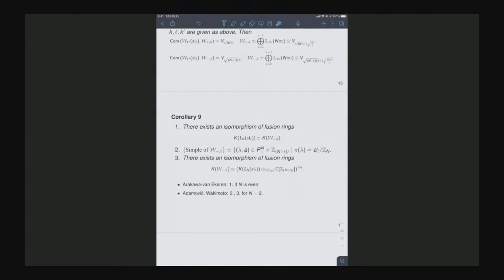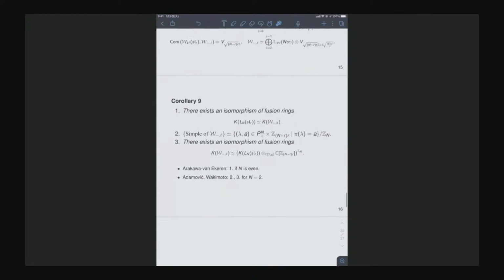So first, number 1 in Corollary 9 is known for the n even case by Arakawa–van Ekeren, but we generalize it with an observation. And the second and third statements have been known for the n equal 2 case by Adamović and Wakimoto, but now we handle more general cases. Okay.